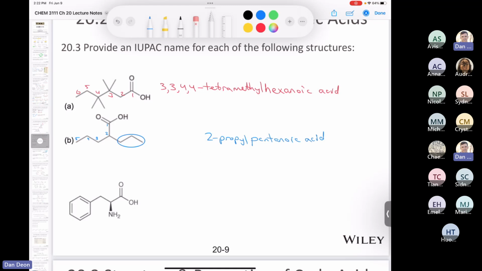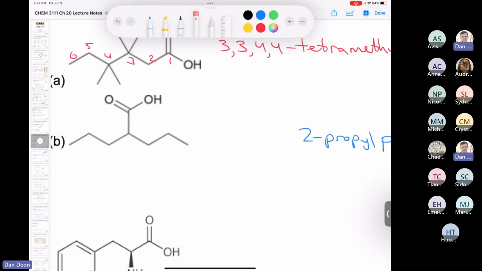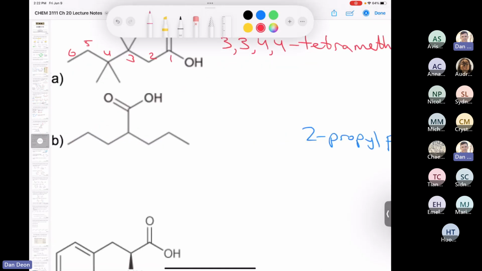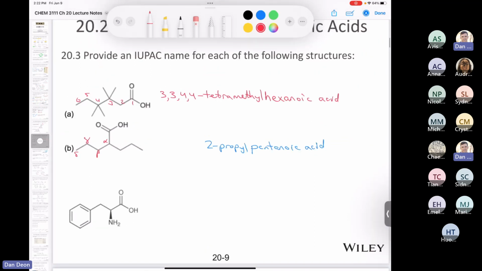And can I just show you something interesting about the common names? So if you want to give this a common name, the way we do it for the substituent is you start with the carbon after the carbonyl, and you call that the alpha carbon. So this is alpha, beta, gamma, and then delta here. And so you'd say alpha propyl valeric acid, like that.